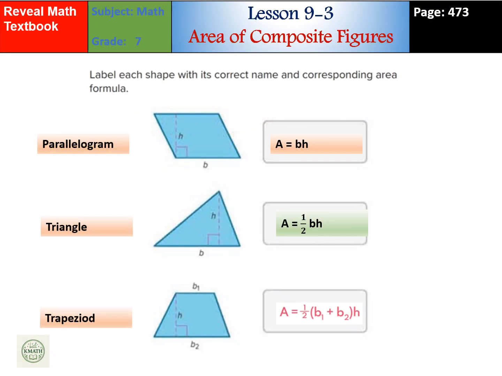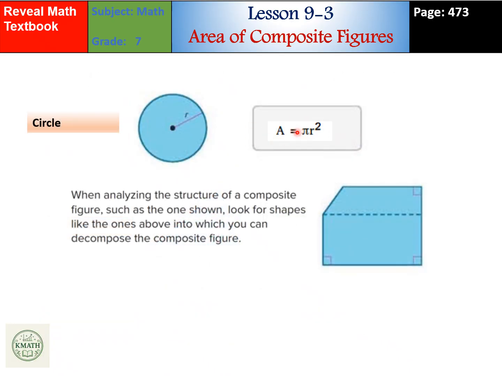You will use the different formulas to find the area of a composite figure. You will look at the figure and decompose it into the figures which you already know. This shape is called a parallelogram. The formula for the area of a parallelogram is base times height. For a triangle it is base times height divided by 2. For the trapezoid you add the two bases, base 1 and base 2, then multiply by height and divide by 2. And the area of a circle is A equals pi r squared.